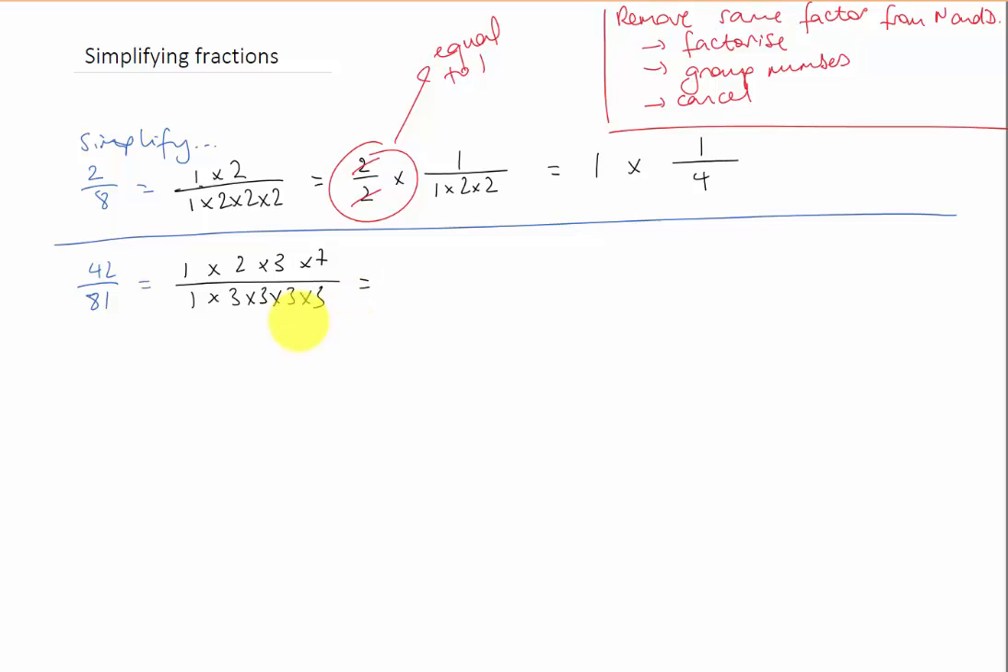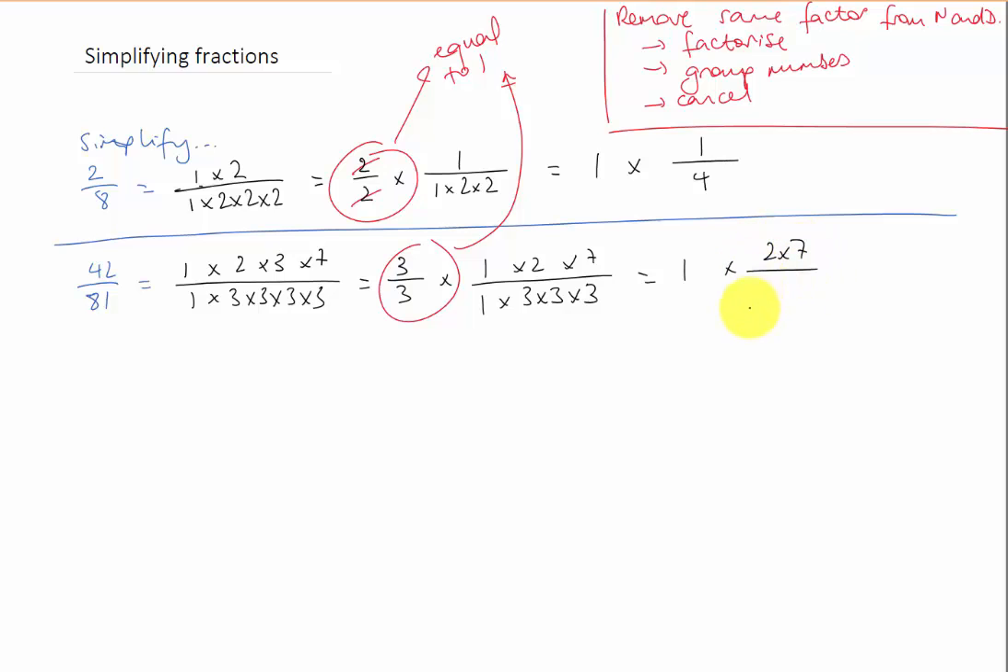Now in this case, what can we see on both the top and the bottom? I can see 3's. So if we do 3 over 3 times 1 times 2 times 7, all over 1 times 3 times 3 times 3. This and this have all the same factors in them, they're just grouped together slightly differently. So again, this 3 over 3, that's the same as multiplying by 1. So that's equal to 1 times 2 times 7 over 3 times 3 times 3, which is equal to 14 over 27.